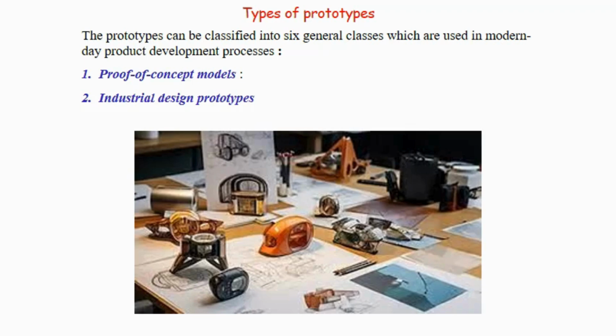Now, the types of prototypes. The prototypes can be classified into 6 general classes in which they can be made in the modern development process. The first prominent one is the proof of concept model, and the second one is industrial design prototypes.